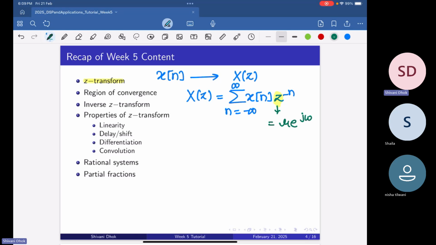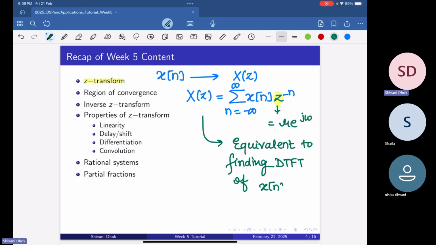So this entire equation is like finding DTFT. So this is equivalent to finding DTFT of x of n into r to the power minus n. So this gives it like a tapering kind of structure, which helps us to analyze this particular signal at least in a particular range of this r.